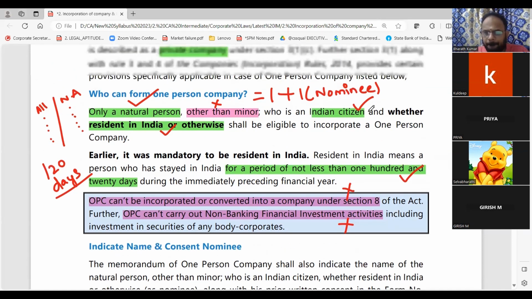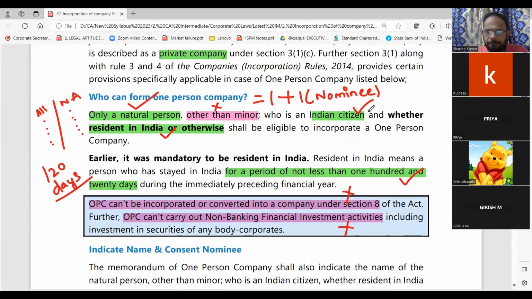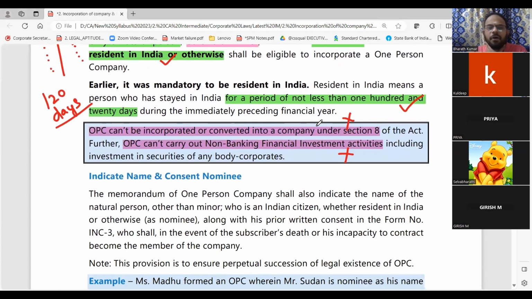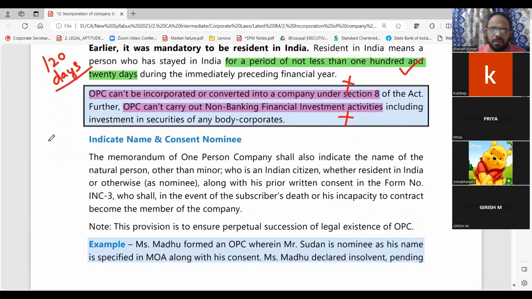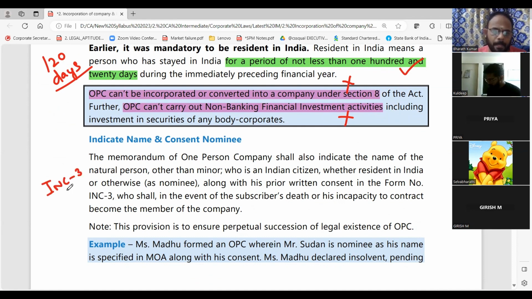Done? Yes, sir. So next, for this, what is the form? The form is INC 3. What is INC? Incorporation 3. They might ask you this; it is newly added. The name should be indicated, and the consent of the nominee. You cannot just put one name and say, you be my nominee of the one-person company. That person's consent is required.